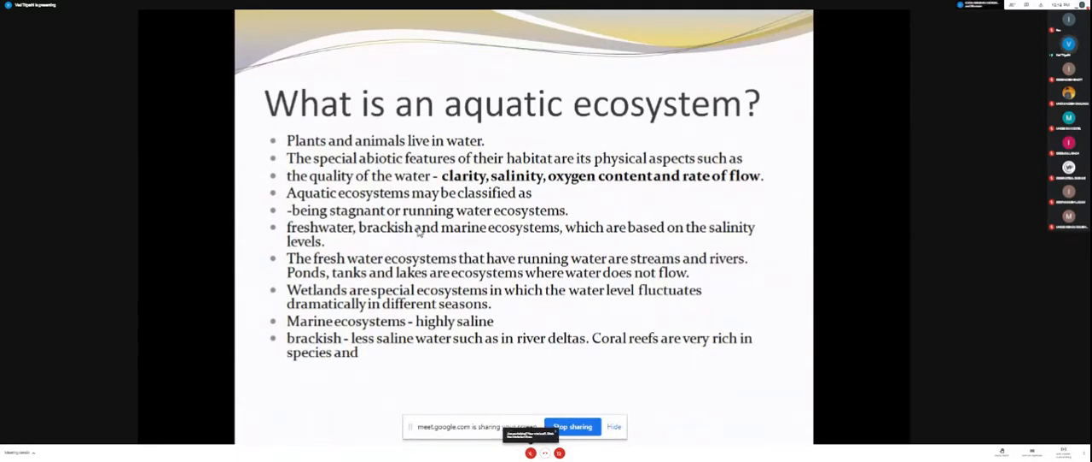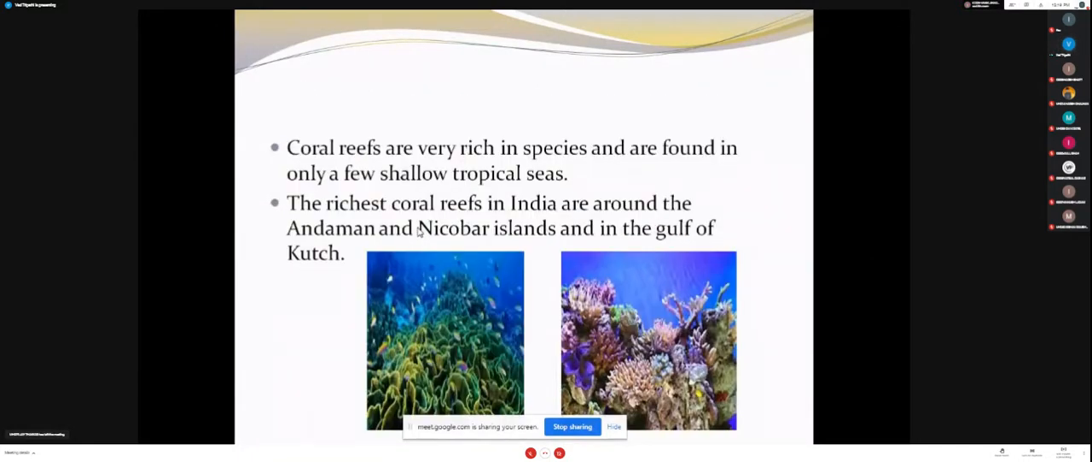Marine ecosystems are highly saline. Brackish are less saline than marine ecosystems, but more saline than freshwater ecosystems. Coral reefs are also a part of aquatic ecosystems. They are found in those areas where the depth is not too much, in shallow waters, where the sunlight can reach the bottom of the ocean or the sea.